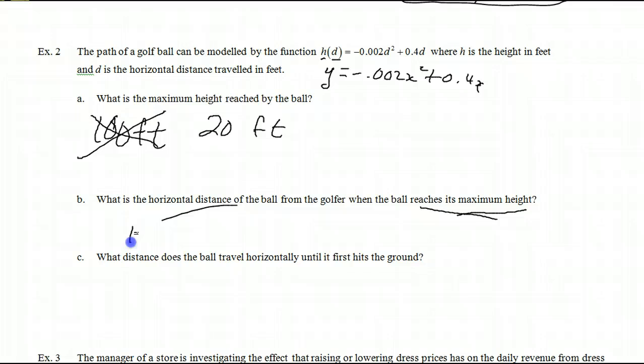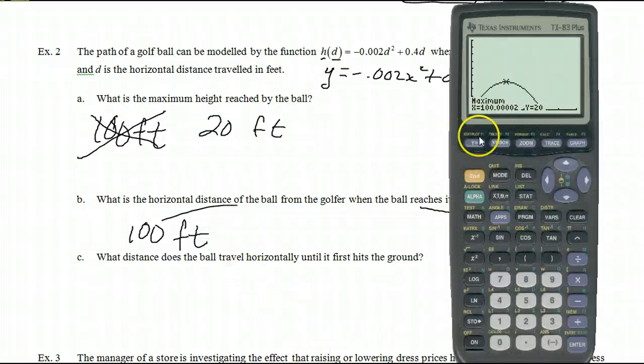And that happened when the ball had traveled a horizontal distance, because our h is the y value and our d is the x value, horizontal distance of 100 feet, right? Let's go back here. Notice the maximum occurs at the point 100, 20, that's 100 feet for the d value, and the y value being the h is 20 feet high.